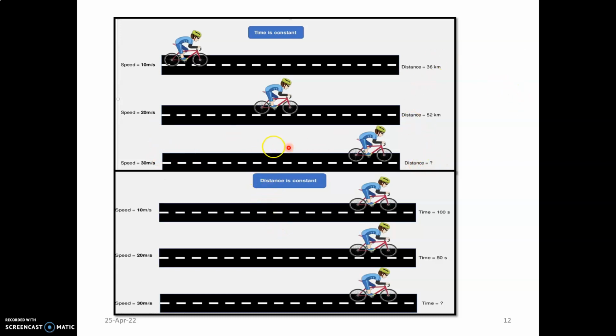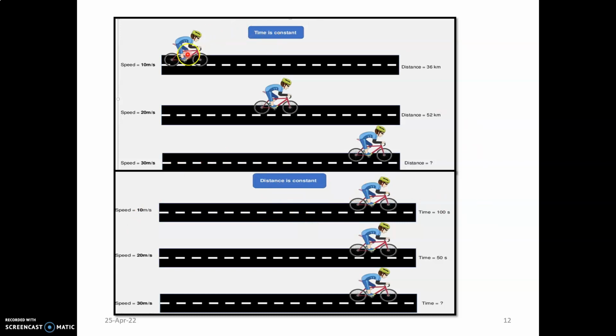Next we take the distance as constant. Here speed is 10, the same values. Speed 10 meters per second, the time is 100 seconds. Next, the speed is increased to 20, the time is 50 seconds. Next the speed is 30, what's the time? Here the time is reduced. The distance is constant, the speed is increased as well as the time decreases.